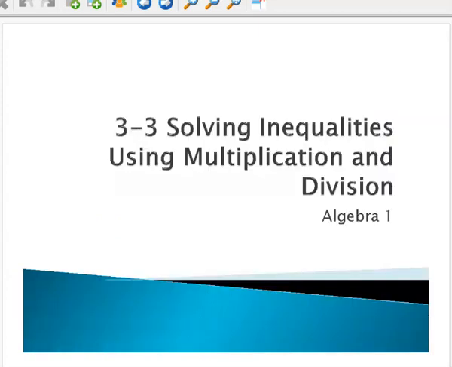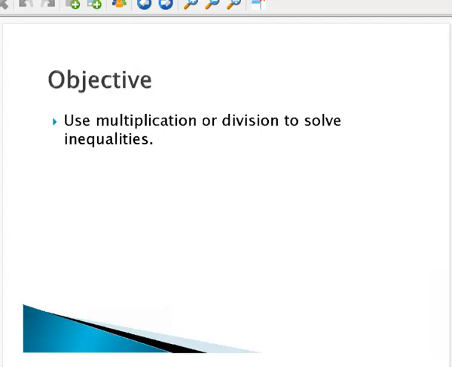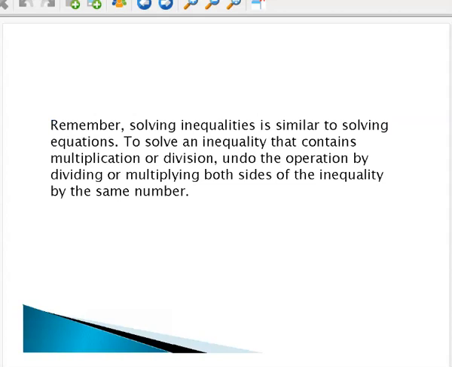So the lesson for today is going to be on solving inequalities, but using multiplication and division this time. Okay, there's our quick objective. And once again, just like the last lesson when we were dealing with solving inequalities using addition and subtraction, we really don't have much that's changed. We are still undoing operations. There will be one thing we have to do differently when we're dealing with multiplication and division, but we'll get to that here in just a second.